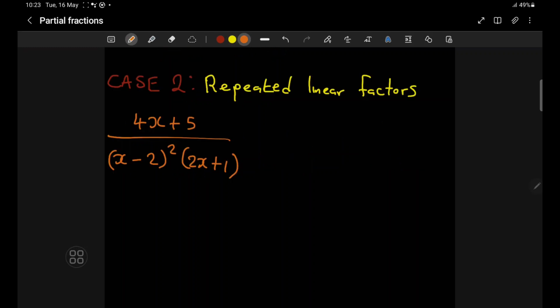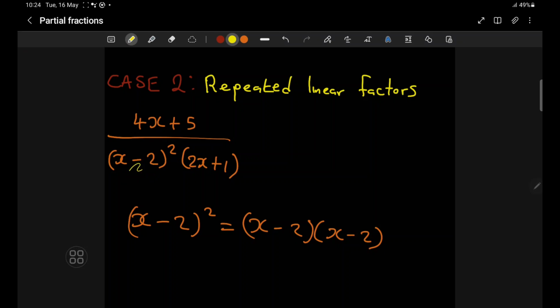So the next case is what we call the repeated linear factors. So with this case, when you look at the denominator, so our focus is usually the denominator, we have a factor there that is repeating, and that is x minus 2. It has a square on top. So x minus 2, if it's squared, it means we're having x minus 2 and we're having x minus 2 again. But when it comes to partial decomposition, it takes a different stance.